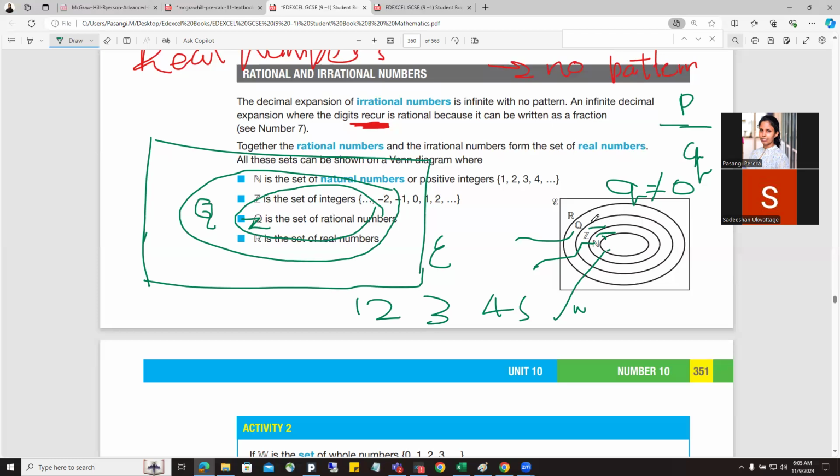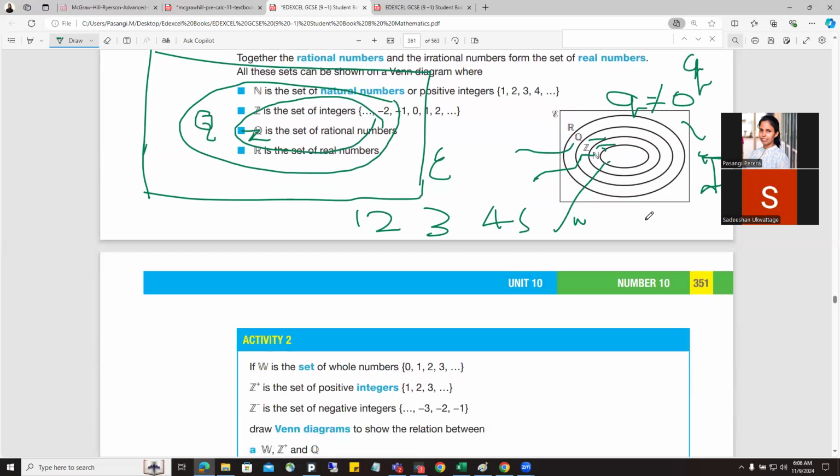All of these rational numbers are inside the complete real number set. Outside we have the irrational numbers. If Q is the rational numbers in the real number set, the other set is the irrational numbers. Is it clear how it works?